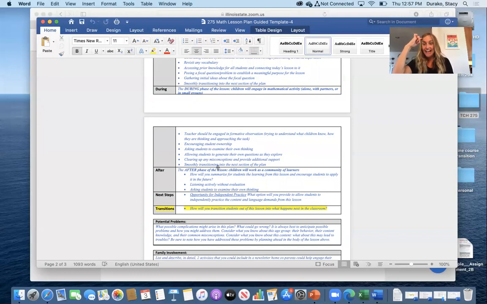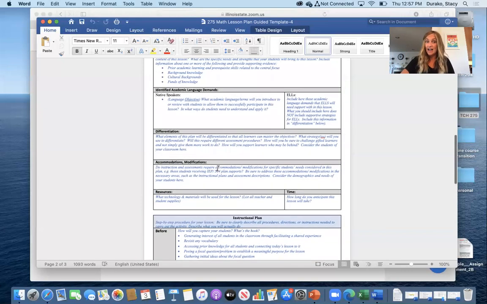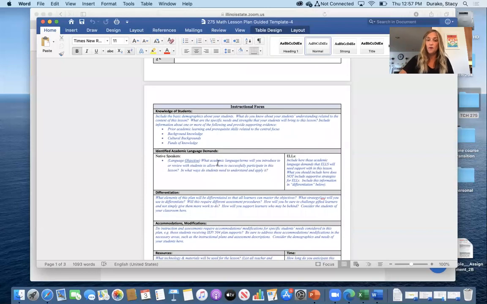This is when we need to say, okay, students, do you remember what was our I can statement? And let's do a quick self-assessment. How do you think you did? And that can be your summative if you choose, or at a later time if you're going to do more of a formal summative.